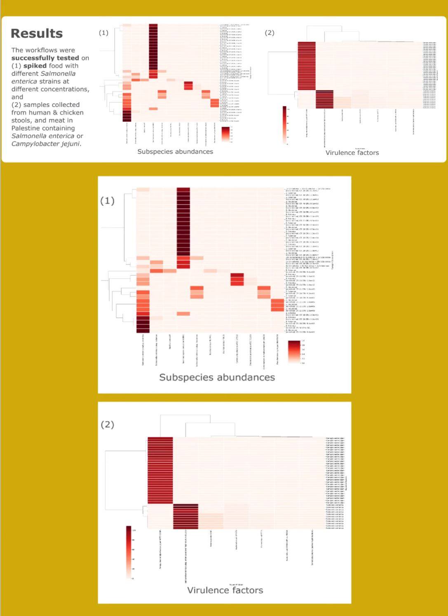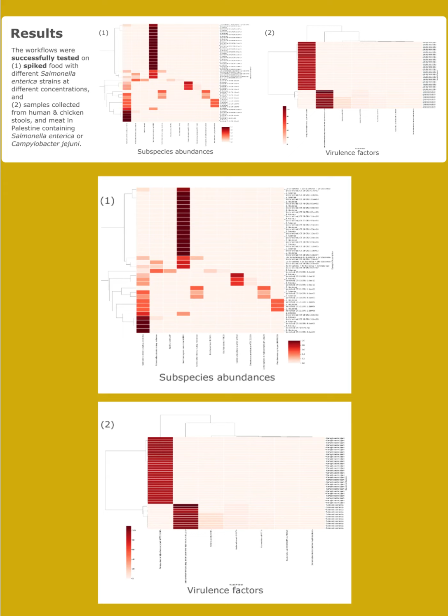For the results, we tested these workflows on more than 100 samples with two different datasets. In one, we spiked food with different Salmonella enterica strains at different concentrations. In the first image in the middle here, we show the report from Kraken with the different abundances of the different subspecies, and we clearly see two groups depending on the concentration, and also what the expected subspecies are.